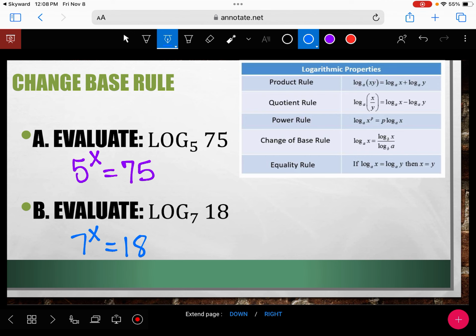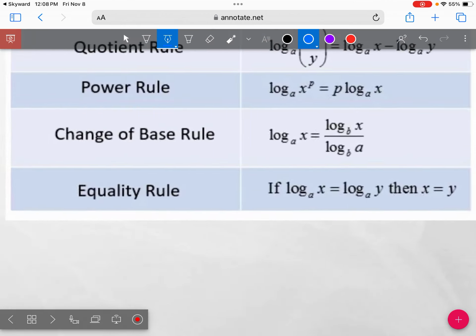So we're going to use the change base. So for this example, it's a base 5. We're going to change it to a base 10. So I'm going to go ahead and zoom in right here.